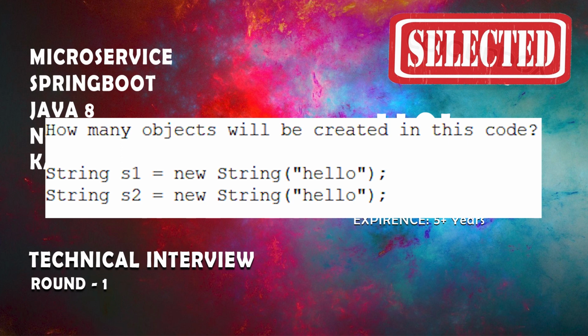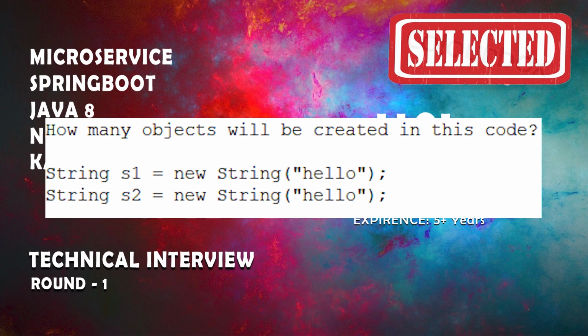First of all, while creating S1 by using the new operator, it will create one object in the heap, and another one it will check in the string pool. If this hello exists, then it will not create it. But if it does not exist, then it will create that hello object in the string pool. The second time, while using new, it will again create one object in the heap and point to S2.